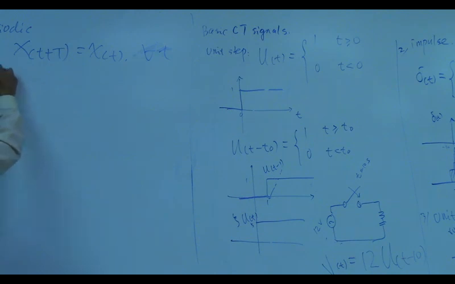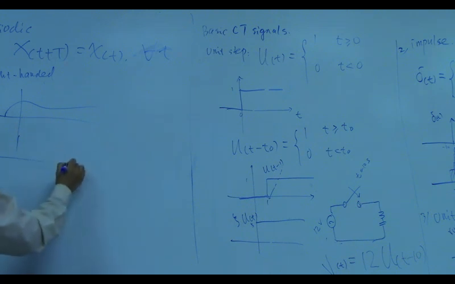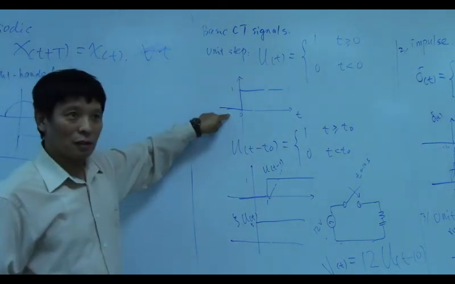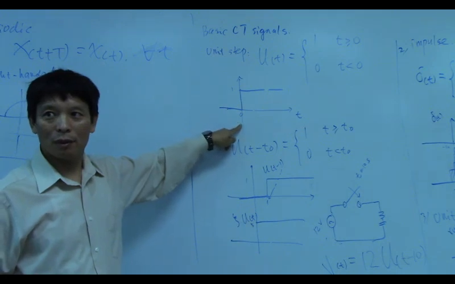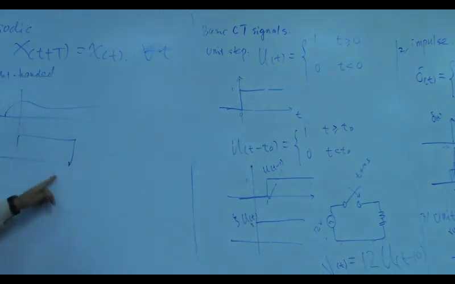Next one is right-handed signal. A right-handed signal is, okay, that signal is just like this, from somewhere to the right. Left-handed signal, from somewhere, okay, to the left. Both-sided signal extends to both sides. What is this signal? Right-sided, left-sided? Right. How about this one? Suppose this one equals 5. This one is the left-sided signal.